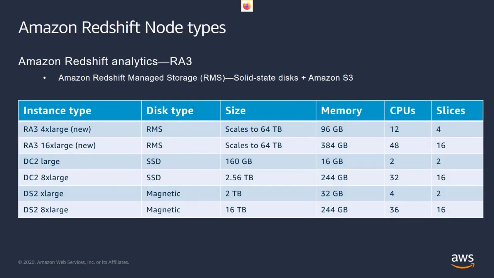With RA3, there is a larger instance type, RA3 16xlarge, and a smaller instance type, RA3 4xlarge. Both of these instance types provide a storage quota of up to 64 terabytes per compute node. DC2 are the dense compute nodes backed by SSD, and DS2, the dense storage nodes, are backed by magnetic disks.